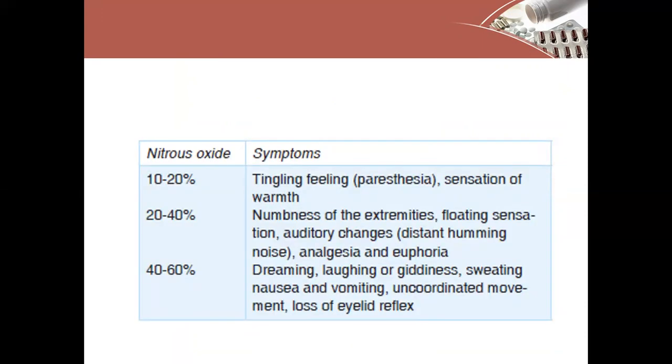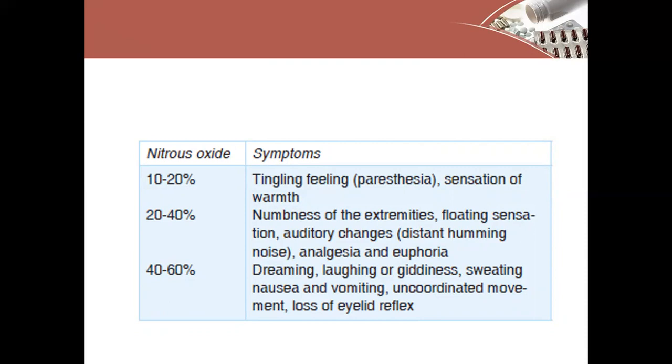So when you're administering nitrous oxide, there are certain symptoms which the patient might show. When you are giving 10 to 20% nitrous oxide, the common symptoms are a tingling feeling, that means paresthesia. A sensation of warmth will be there. When you increase that percentage to 20 to 40%, the patient might feel numbness of the extremities.